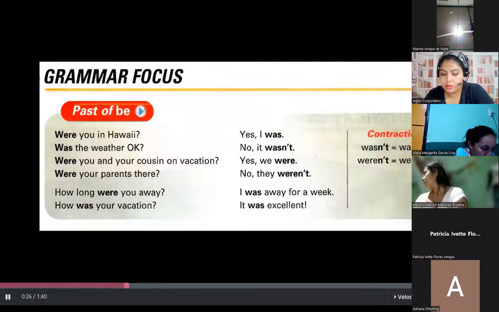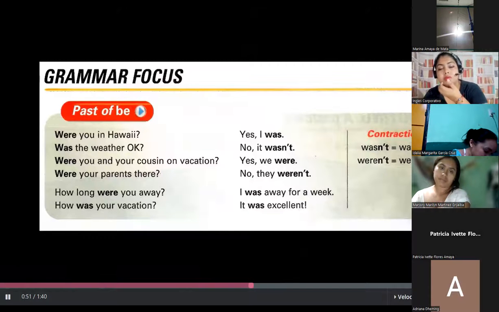Were you and your cousin on vacation? Yes, we were. Were your parents there? No, they weren't. How long were you away? I was away for a week. How was your vacation? It was excellent. Contractions. Wasn't equals was not. Weren't equals were not.